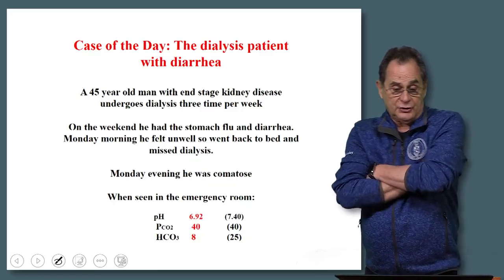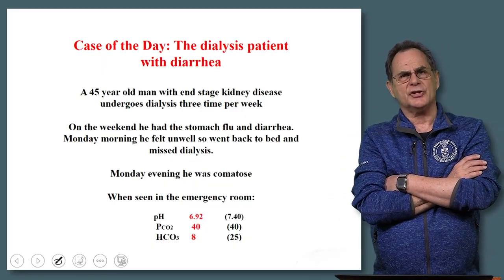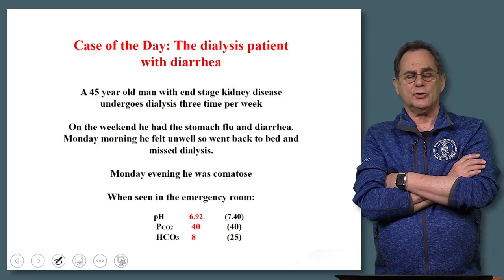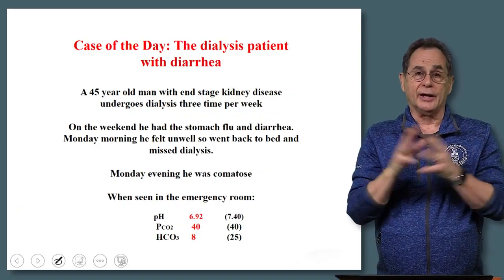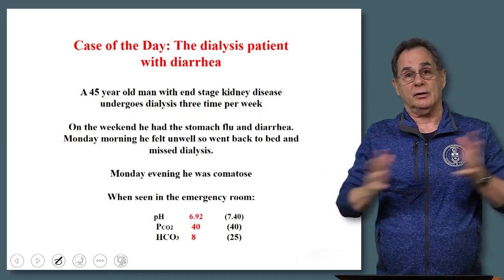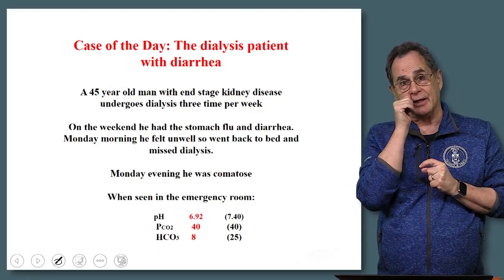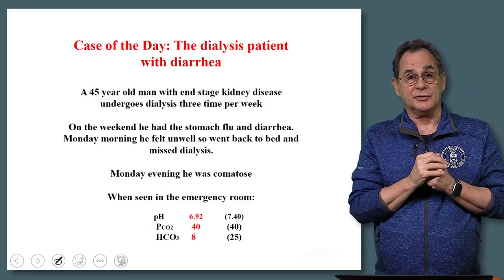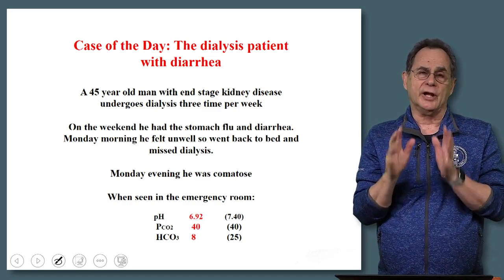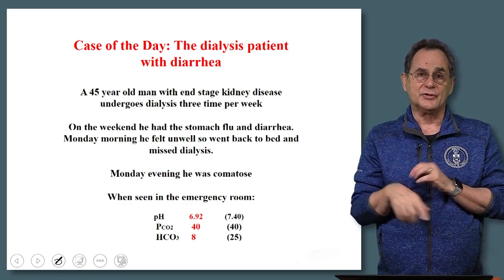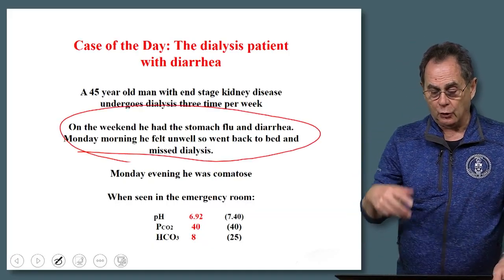So let's go back to our patient. This is a 45-year-old man with end-stage renal failure, who has essentially no kidney function. By no kidney function, of course, he doesn't have to worry about losing bicarbonate in his urine. He doesn't have any filtration, but that's only one of the roles that the kidney plays. He may not filter bicarbonate, but he cannot regenerate bicarbonate. That's the critical issue. On the weekend, he got stomach flu and had diarrhea.